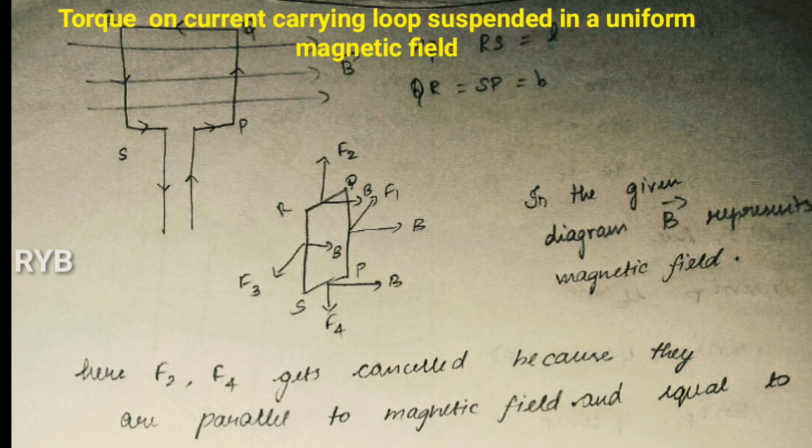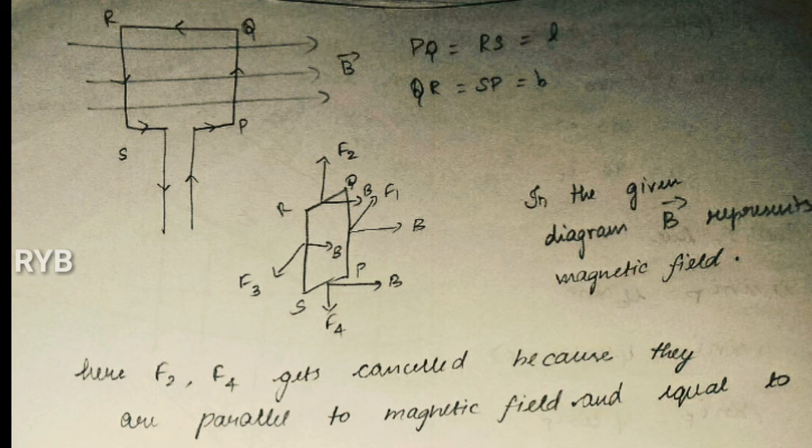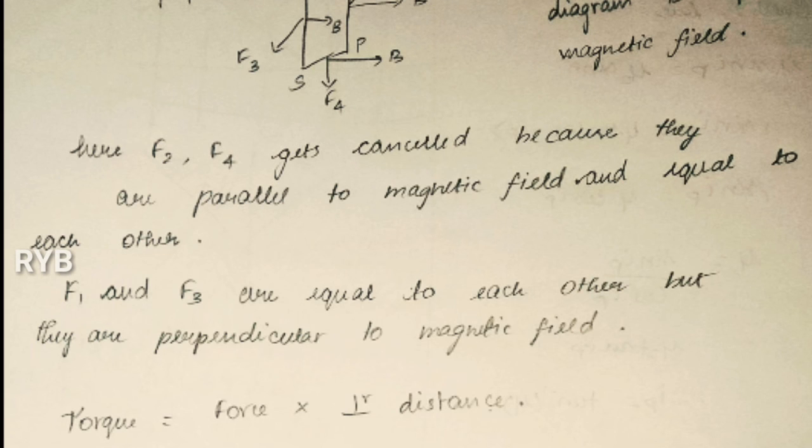Consider a loop PQRS placed in a uniform magnetic field B bar. Assume PQ and RS equal the length, and QR and SP equal the breadth of the coil. If the coil is rectangular, four forces occur. F2 and F4 are opposite in nature, and they cancel each other because they are parallel to the magnetic field and equal to each other. Now F1 and F3 are equal to each other, but they are perpendicular to the magnetic field. Because of that, a torque will be produced.